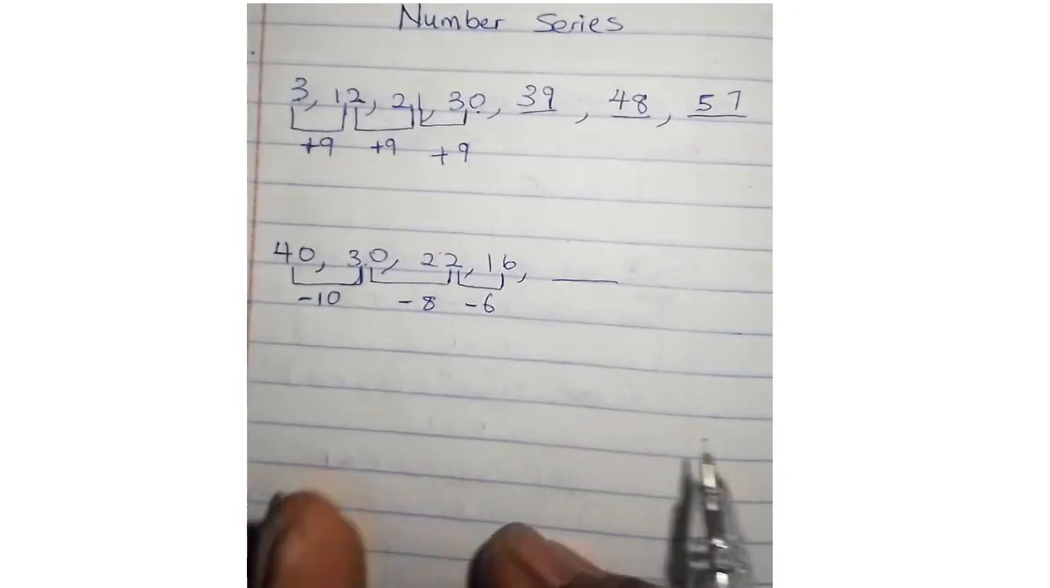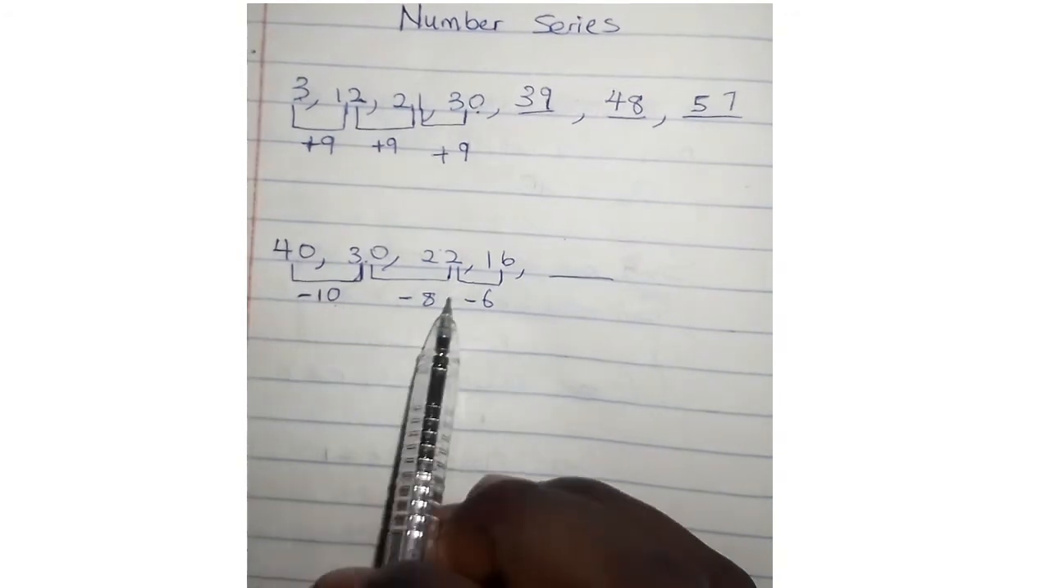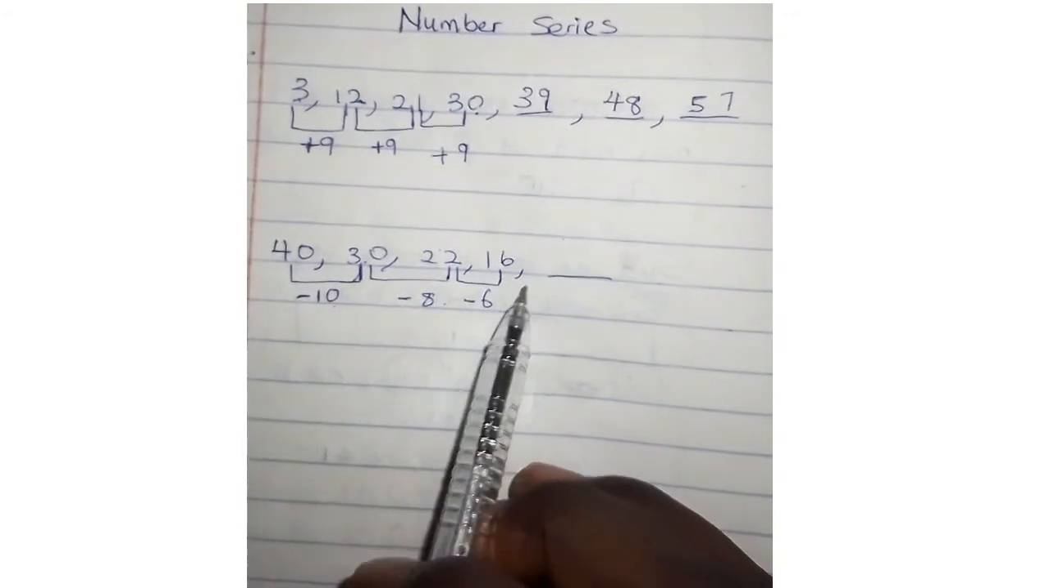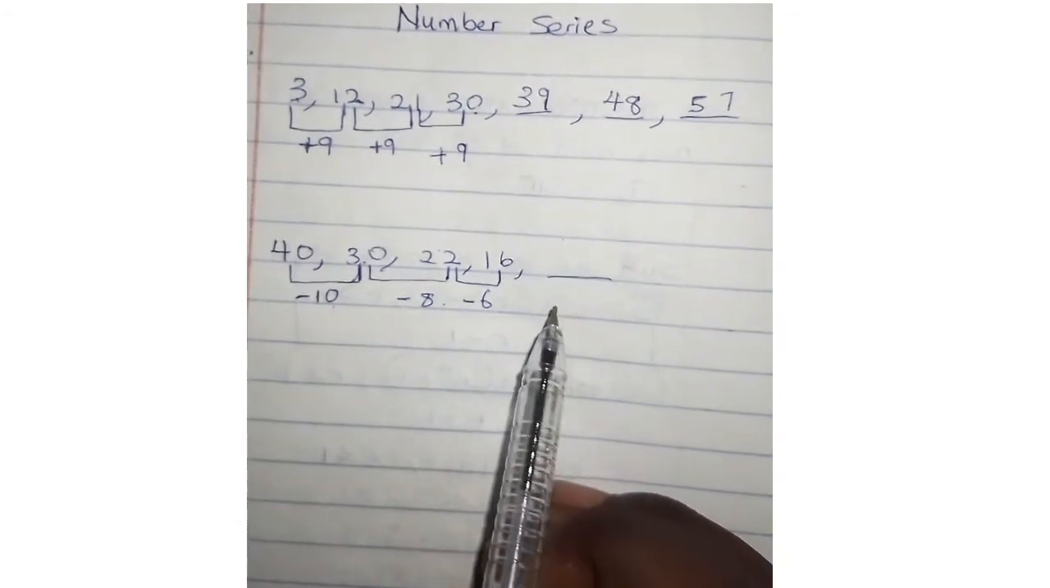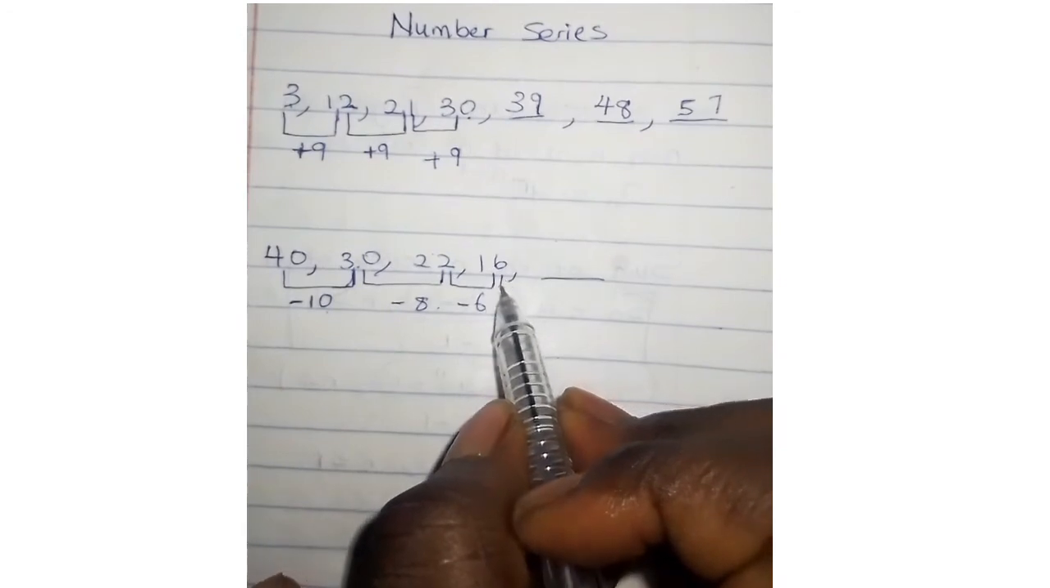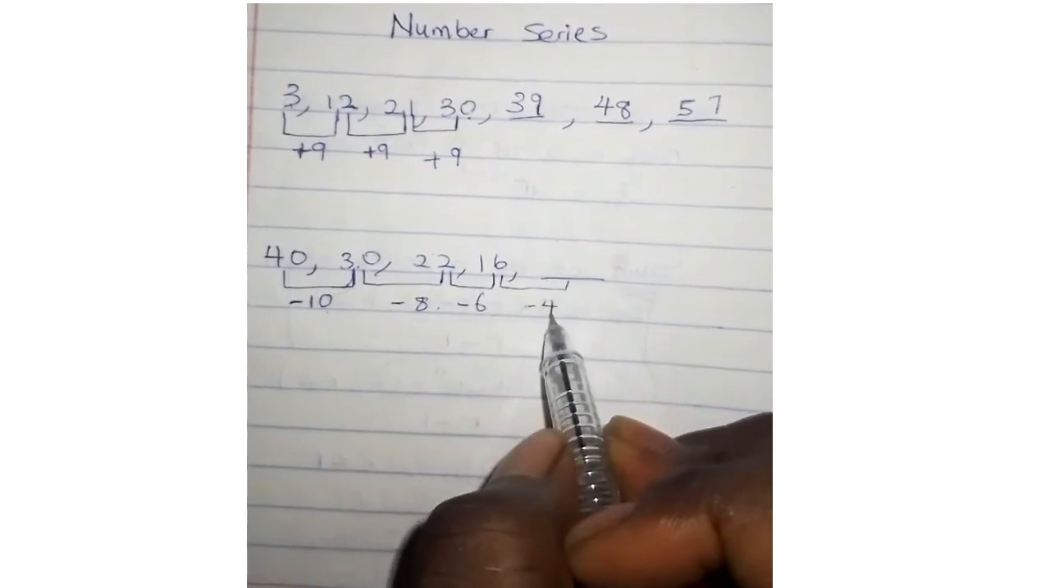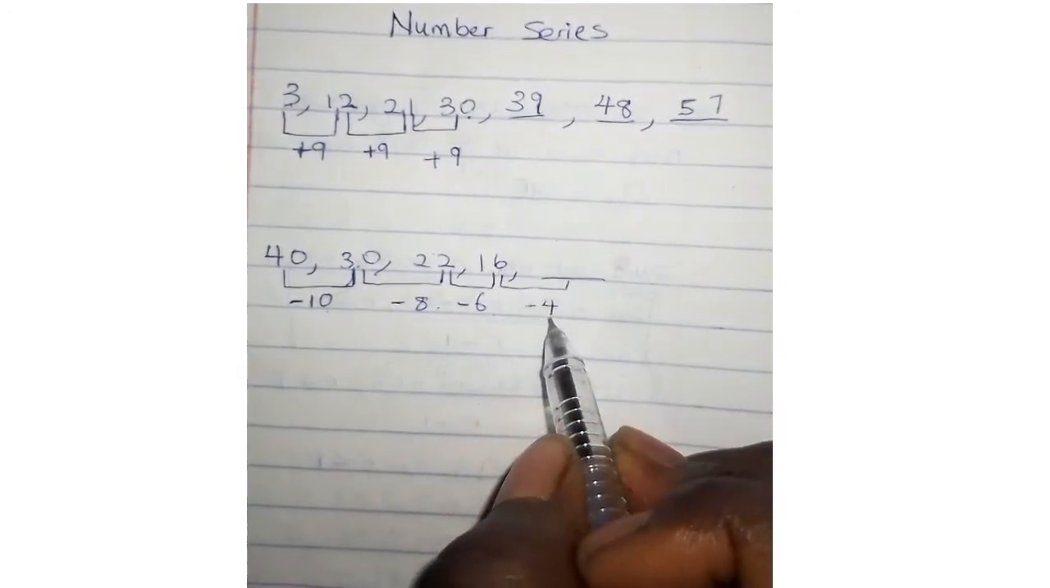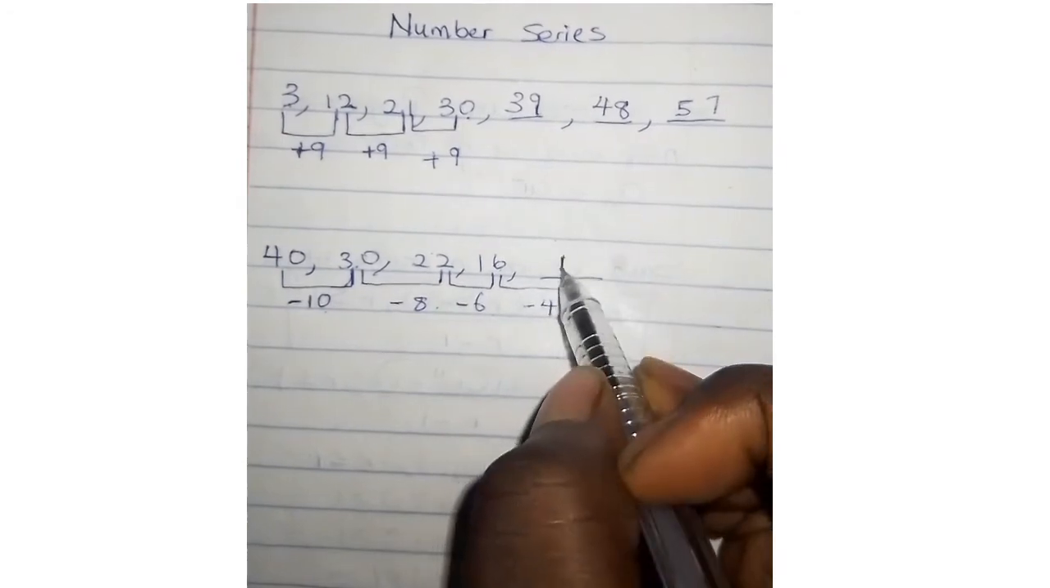Now, if you take a look at the differences, there's 10, there's 8, there's 6. So thinking wisely, you're going to know that the next number will have a difference of 4. So 16 subtracting 4, we're going to have 12.